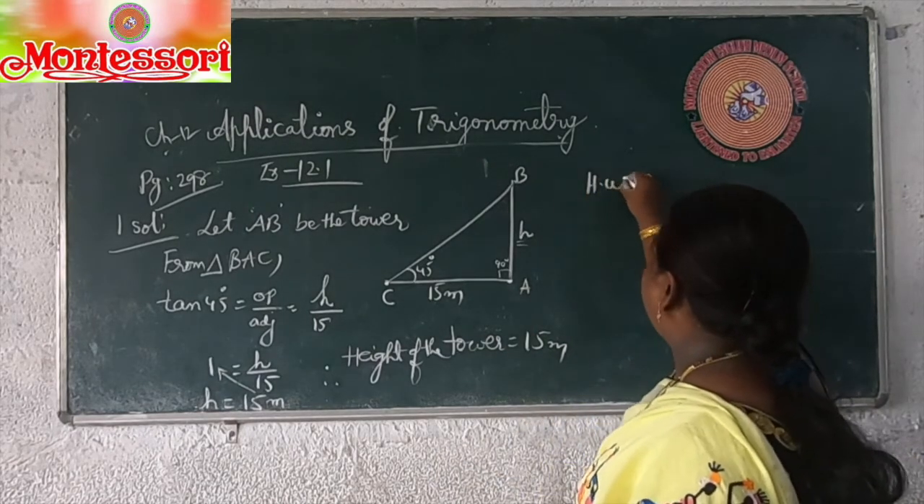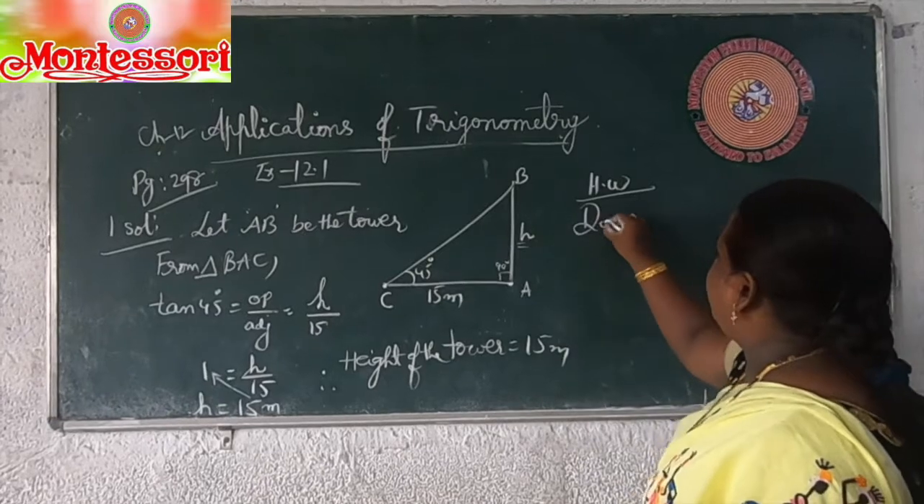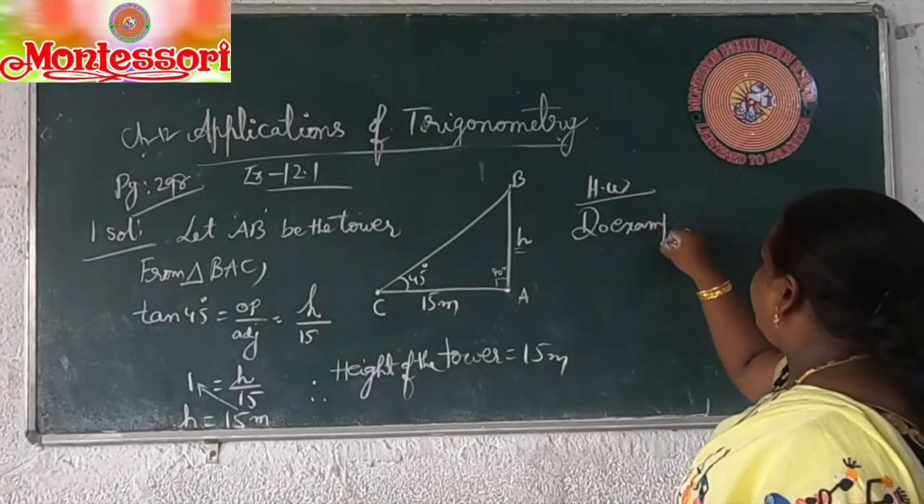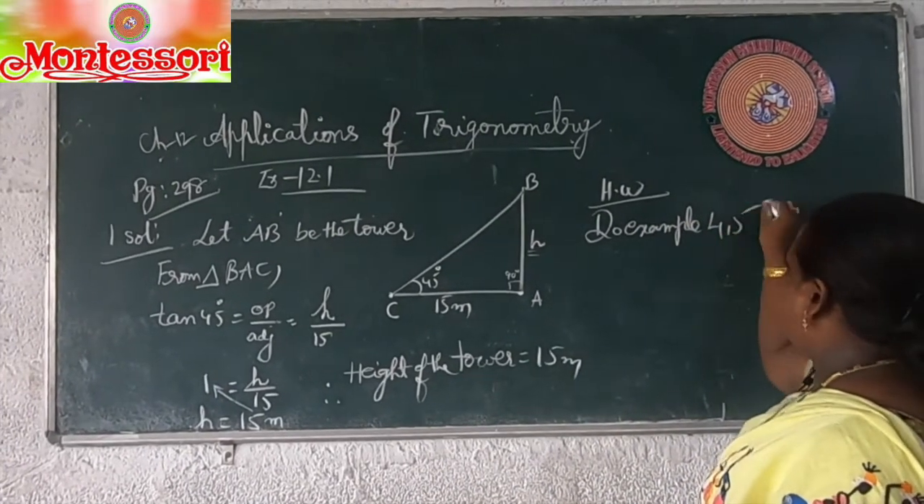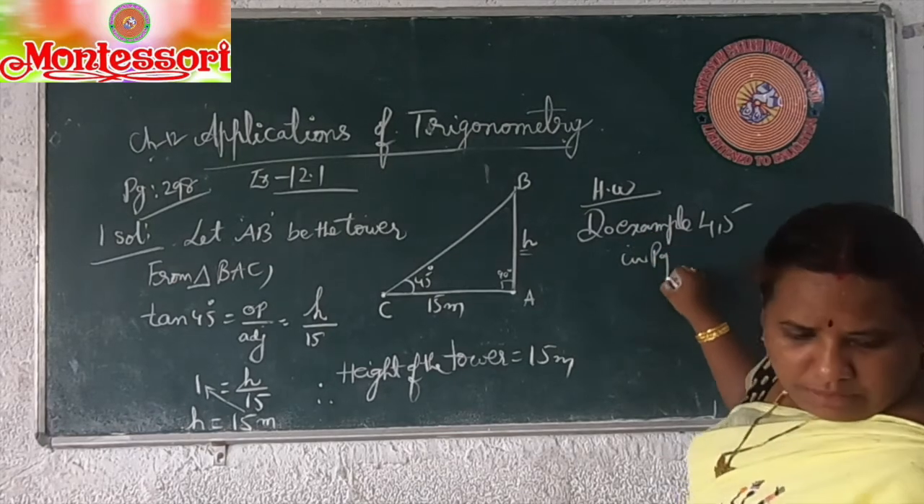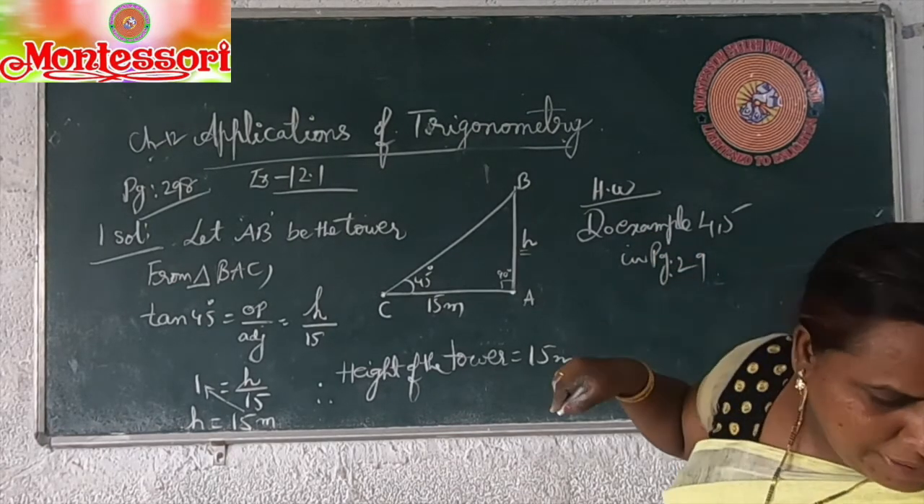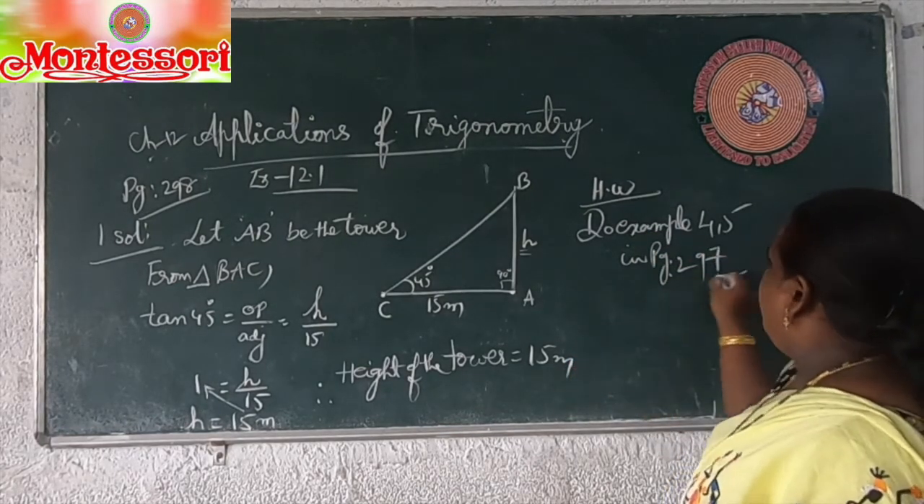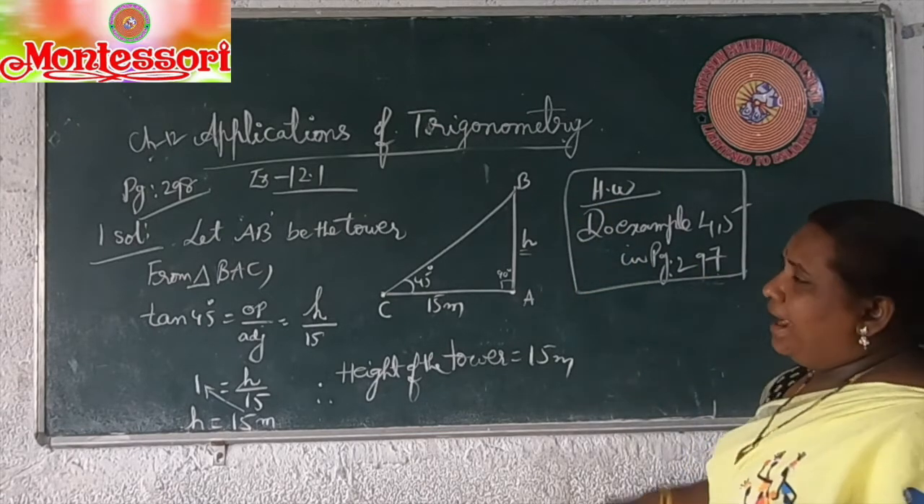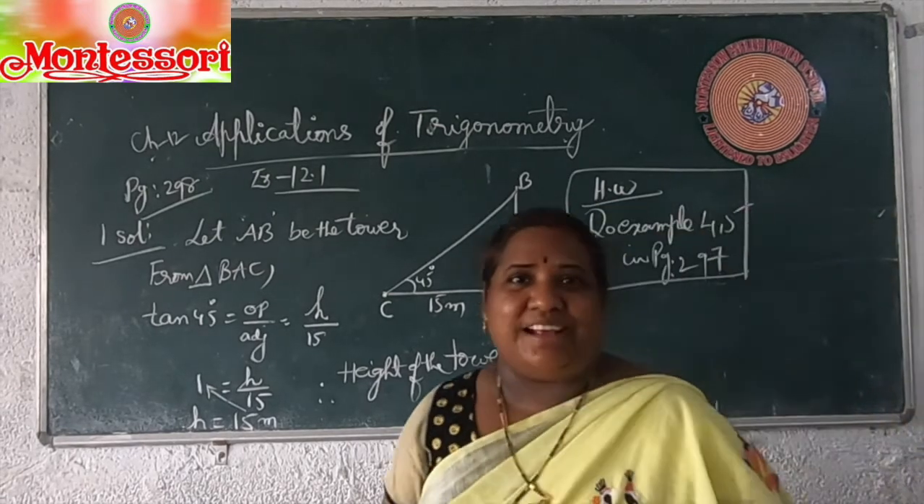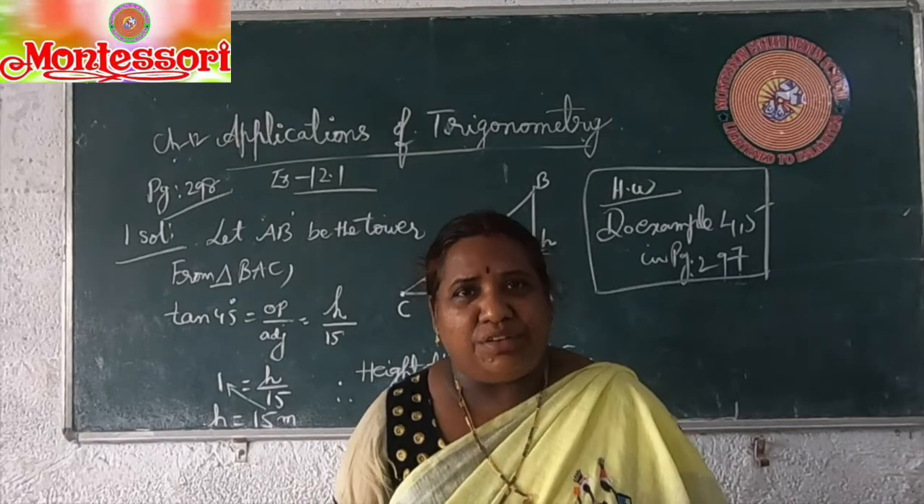Today's homework is to do examples 4 and 5 on page 297, and work out the theoretical height also. So thank you. This is today's class.